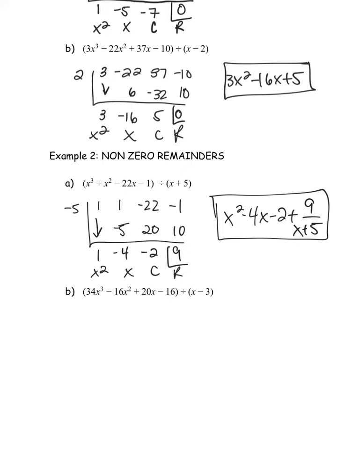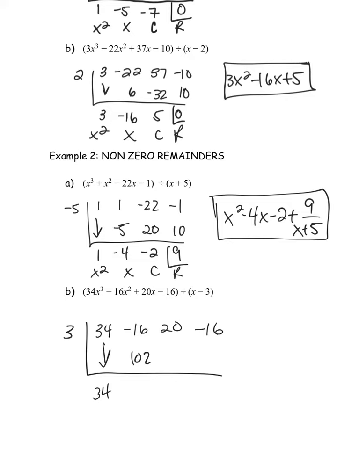Okay, this one, I put out a +3, 34, -16, 20, -16. I bring down, I multiply, I add, I multiply, I add, and then I multiply. And then finally I add those together.